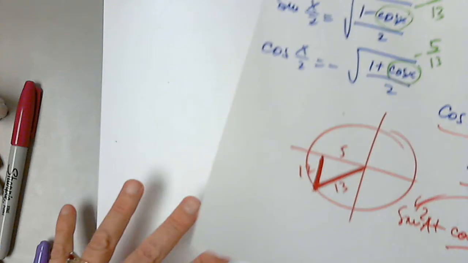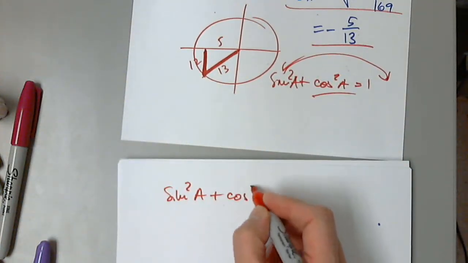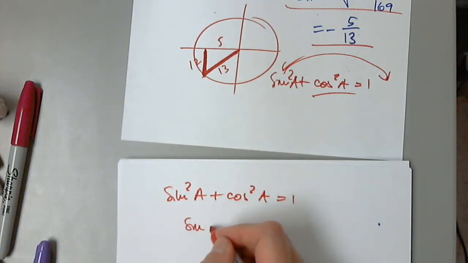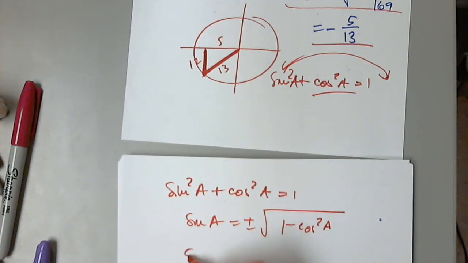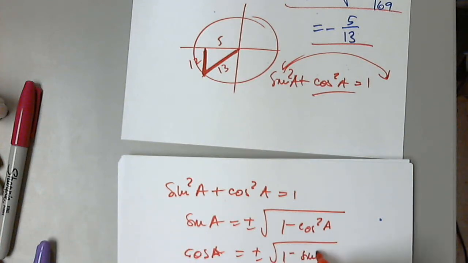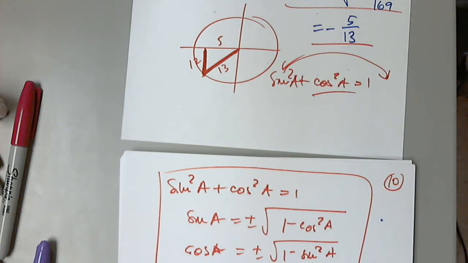So this identity comes with 2 more. Sine squared a plus cosine squared a equals 1 comes with sine a equals plus or minus the square root of 1 minus cosine squared a, and cosine a equals plus or minus the square root of 1 minus sine squared a. These are together, and we should understand where they come from, right? Is that clear? Is that okay, everyone? Yes.